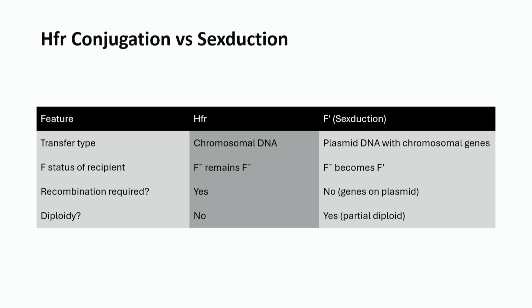So just a quick comparison between Hfr conjugation and sexduction. In Hfr, chromosomal DNA is transferred, whereas in sexduction, plasmid DNA with a chromosomal part is transferred. The status of the F minus remains F minus in Hfr. Remember, this is asked hundreds of times: in case of sexduction, F minus becomes F prime. Recombination is required in Hfr, and in sexduction no recombination is required. There is no diploidy in Hfr, but there is partial diploidy in sexduction.